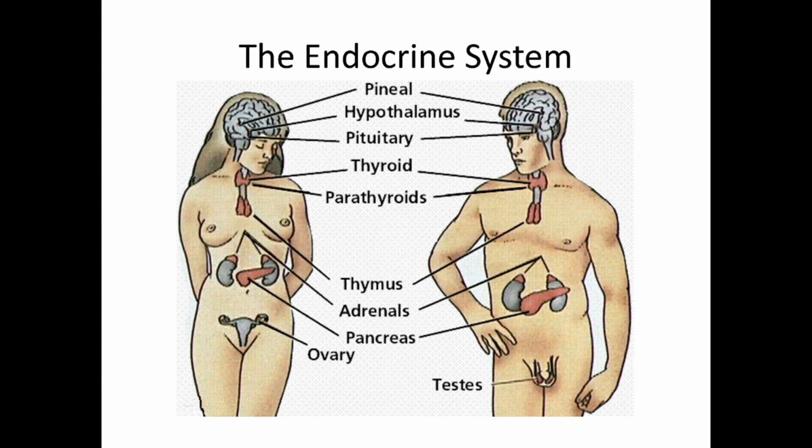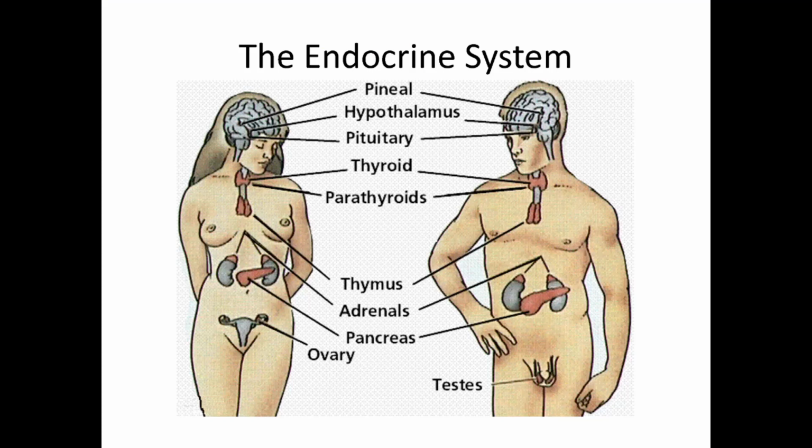The parathyroid glands and the thyroid gland are located in the neck. The thyroid gland releases thyroid hormone, which controls metabolic activity. The parathyroid glands control our levels of calcium in our blood.